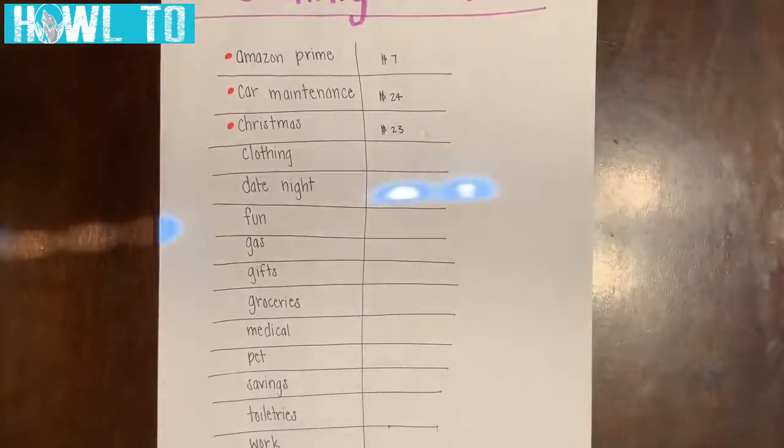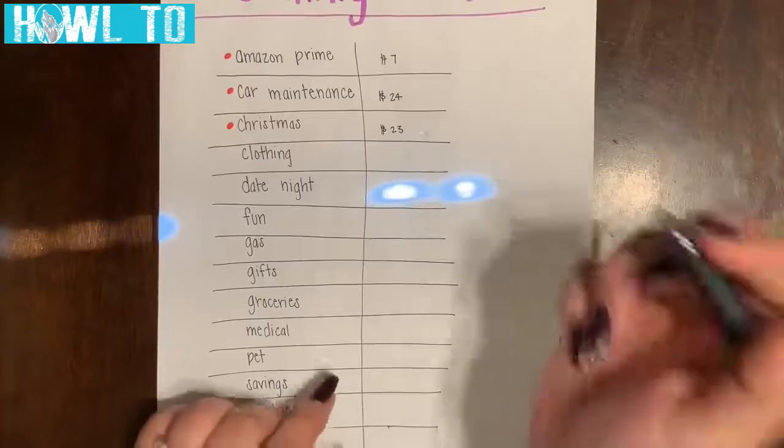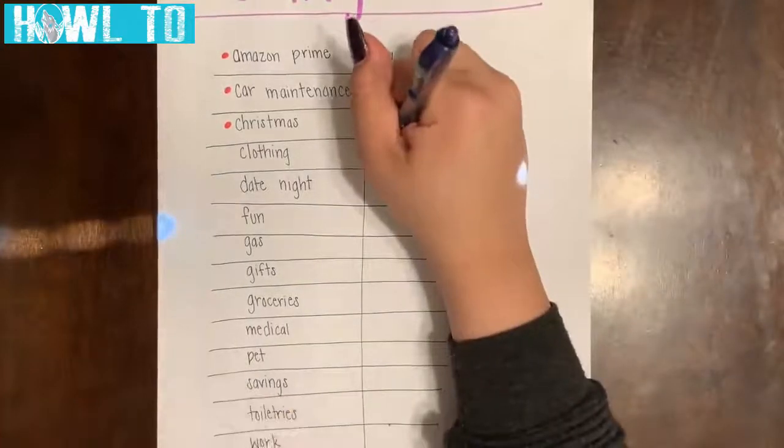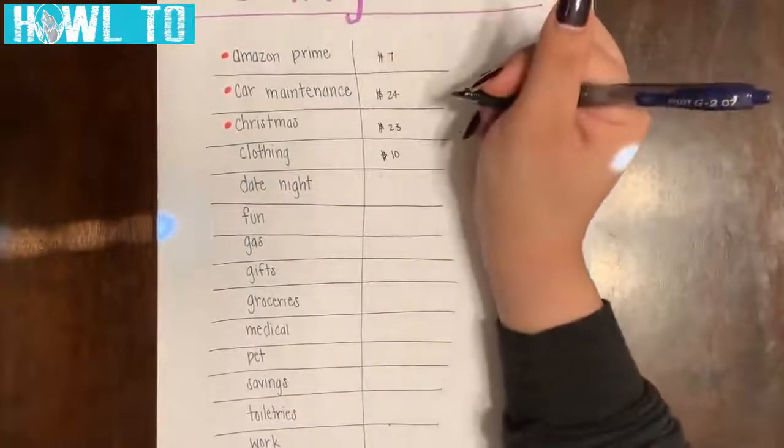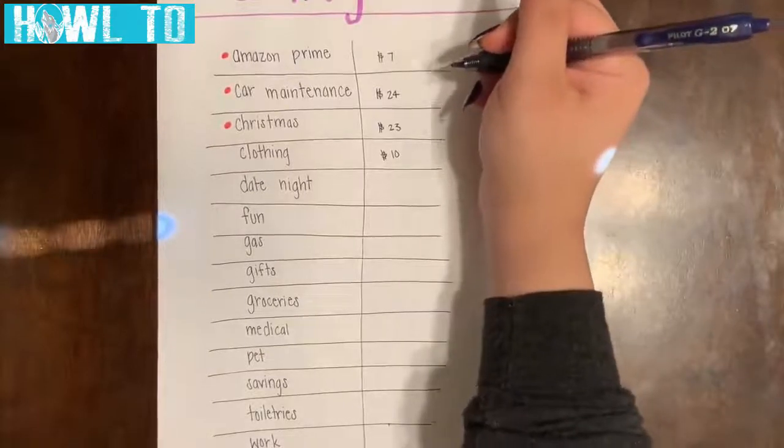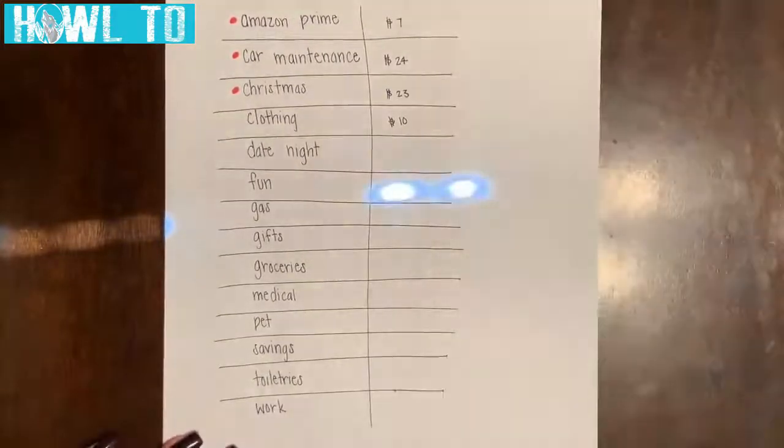I feel like clothing varies with whomever is doing it. I put $10 into my clothing envelope because I don't buy clothes a lot. So, $10. I put $20 into my date night envelope. I feel that this is a good amount, so that's $40 a month.